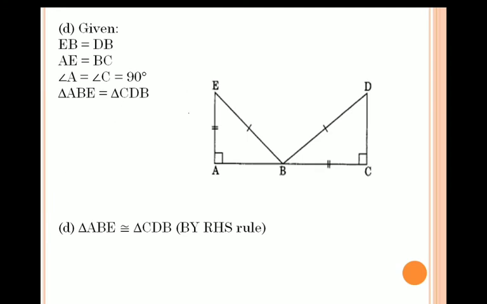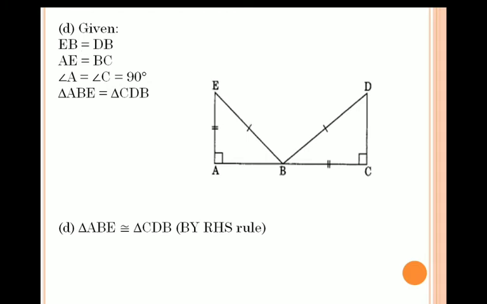You can see in this diagram, angle A and angle C is 90 degrees. So I get the hint that RHS rule will be applied here. RHS, that means right angled hypotenuse side rule. But before that we have to see which equal parts are given to us in triangle ABE and in triangle DBC.